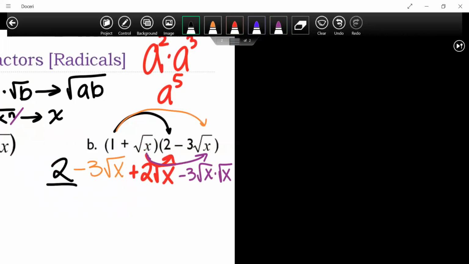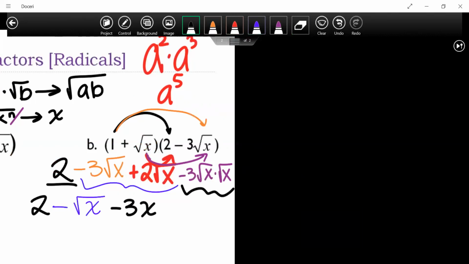Our whole numbers will be dropped together. So this is 2. What can we do with the two that share the same radicals? Combine them. Negative 3 plus 2 gives me 1, so just square root of x. And the cool thing about our last one is we can combine these two. A root x times a root x is going to give me x. So negative 3x. Easy.